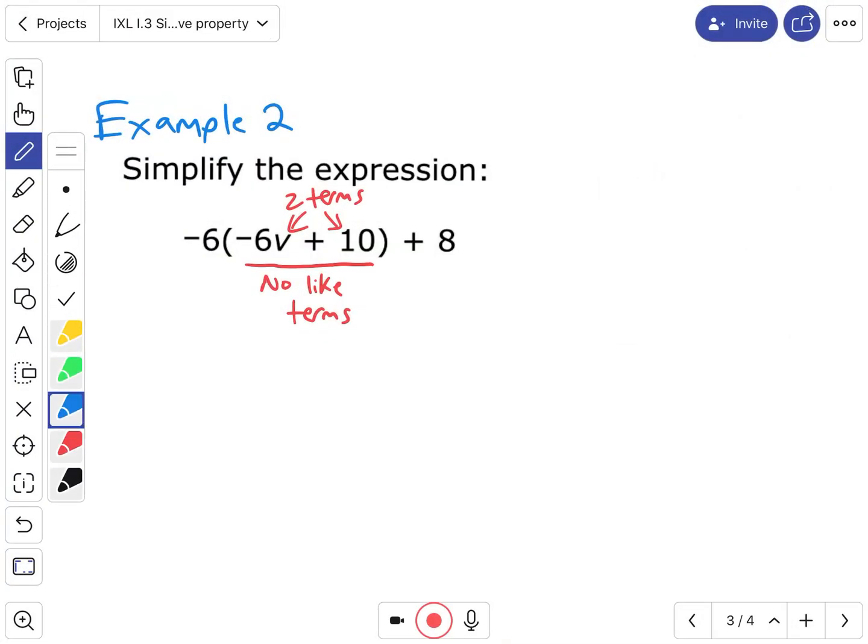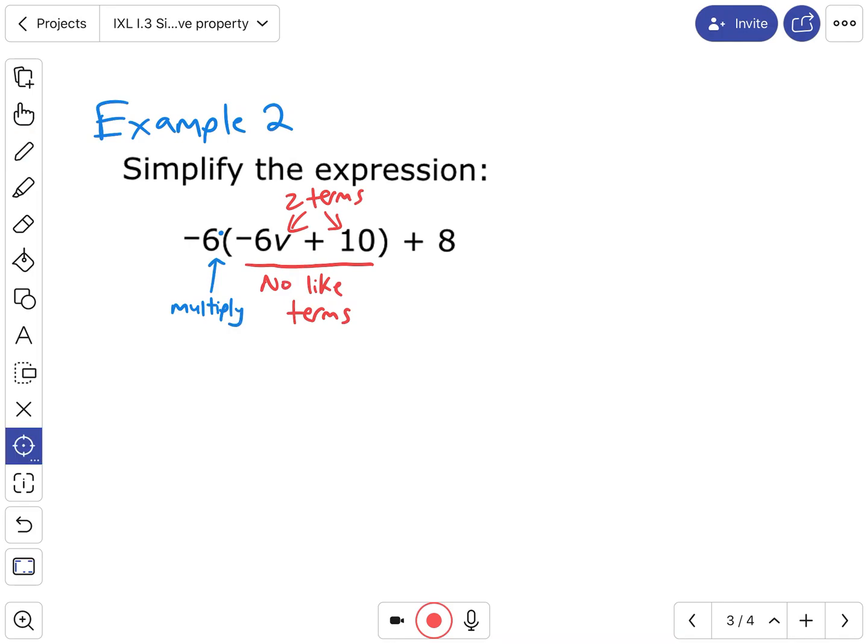And also, just as important, right here, the negative 6 is touching the parentheses, so let's put a dot there to show that it's multiplying. Now, in this unique circumstance here, PEMDAS, we want to do parentheses first, but we can't because these are not like terms. There's no exponents, but now with the multiplication, we have to take care of this. But since we're multiplying by something in parentheses with more than one term, there's 2 terms, we got to distribute.